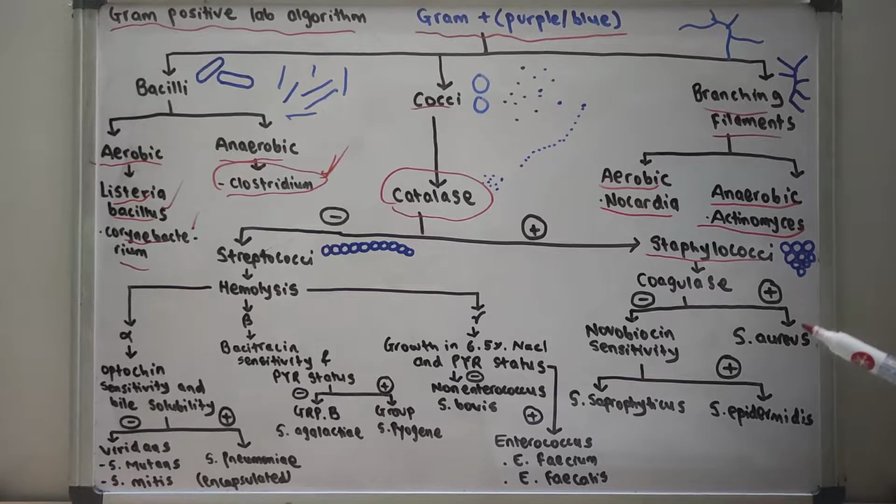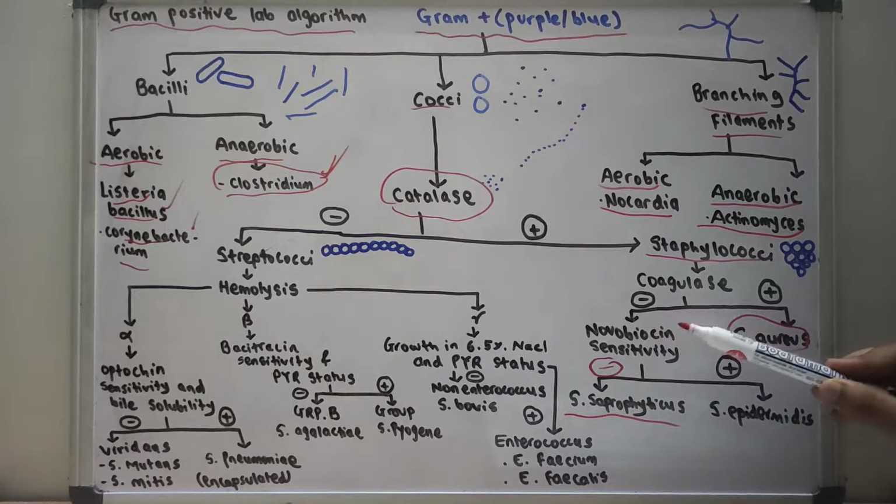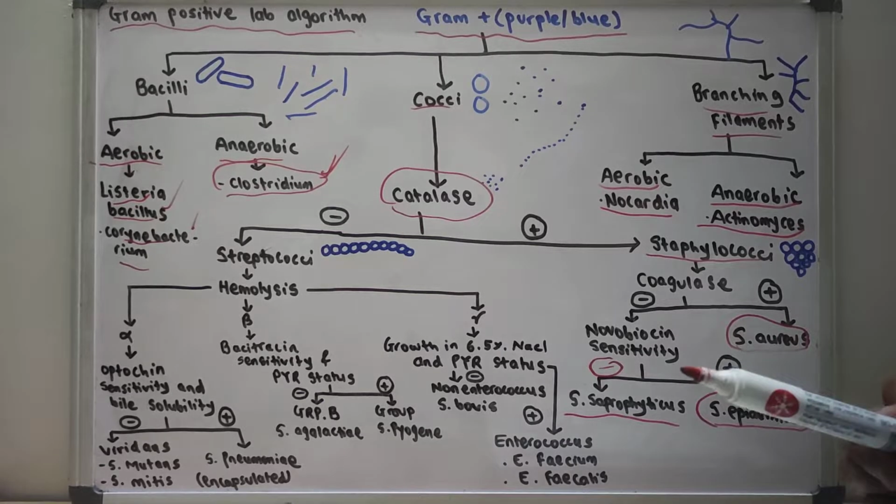The coagulase positive staphylococcus is Staphylococcus aureus, but the coagulase negative cocci are again categorized by novobiocin sensitivity. The novobiocin sensitive coagulase negative staphylococcus is Staphylococcus saprophyticus, and the novobiocin resistant coagulase negative staphylococcus is Staphylococcus epidermidis. So do not confuse it.